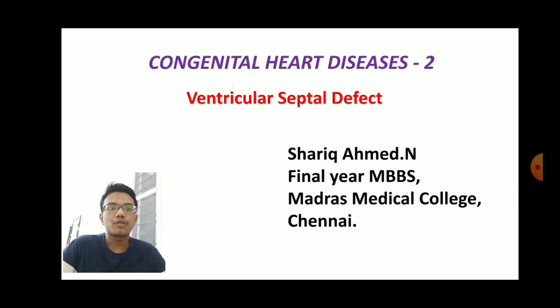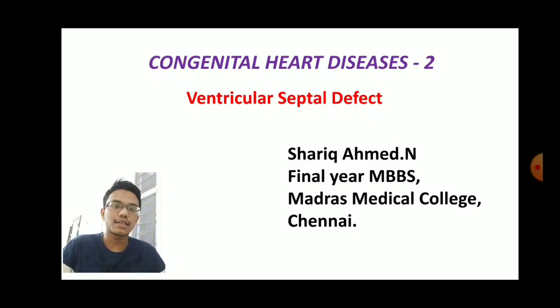Okay. First of all, is ventricular septal defect a cyanotic heart disease or an acyanotic heart disease? Obviously, it's an acyanotic heart disease. That is, there will be a left to right shunt. From the left ventricle, the blood will flow, or be shunted, towards the right ventricle. So it will be an acyanotic heart disease.